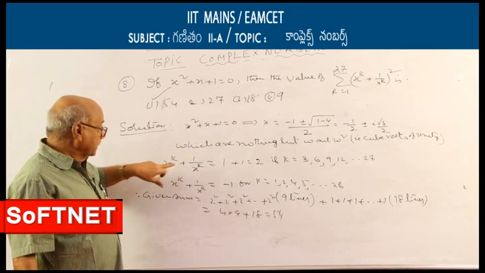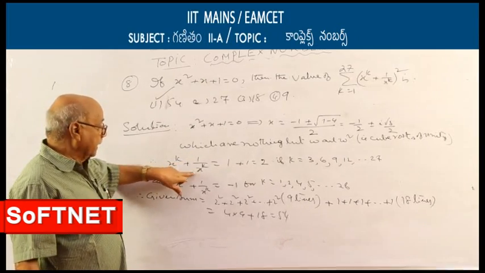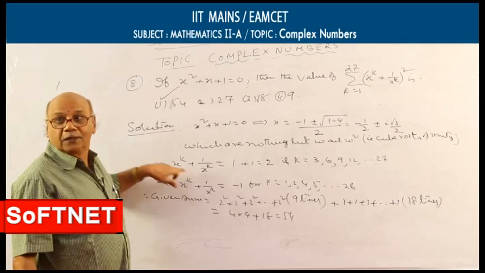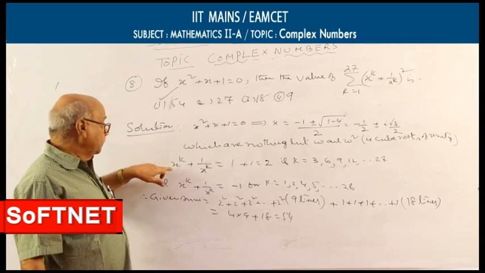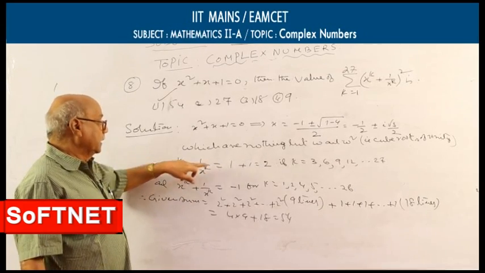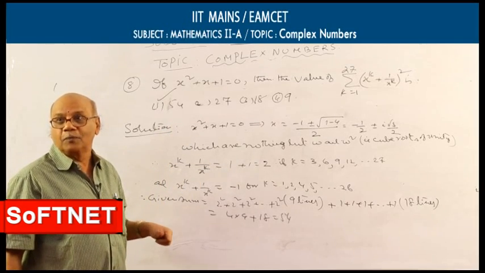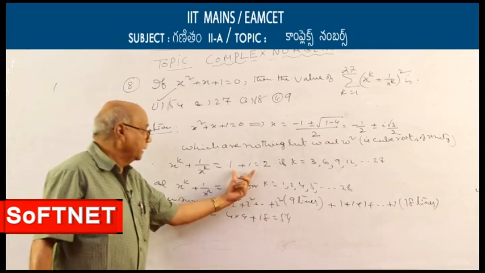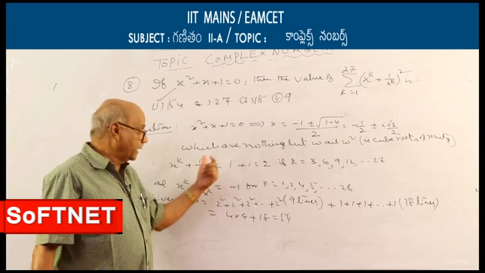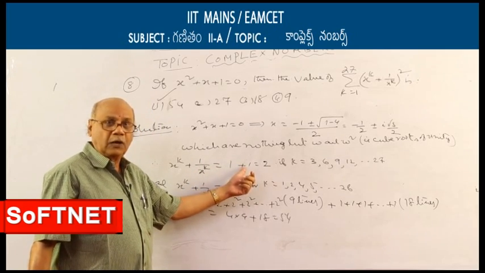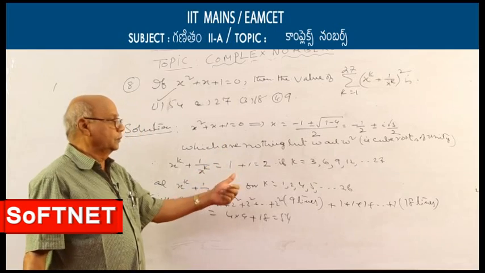So if this is omega x and 1 by x is omega square, then omega plus omega square is equal to 1 plus 1 when k is a multiple of 3. K is a multiple of 3. So that's why I got here x power k plus 1 by x power k is nothing but 1 plus 1 is equal to 2.